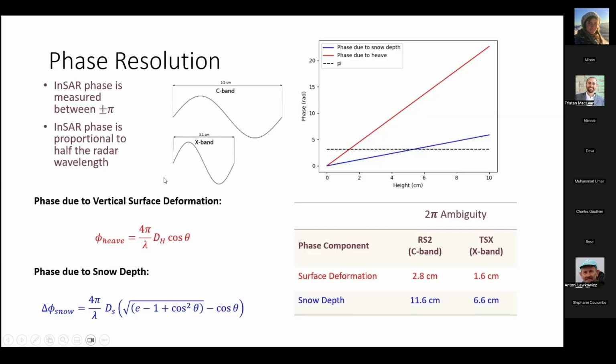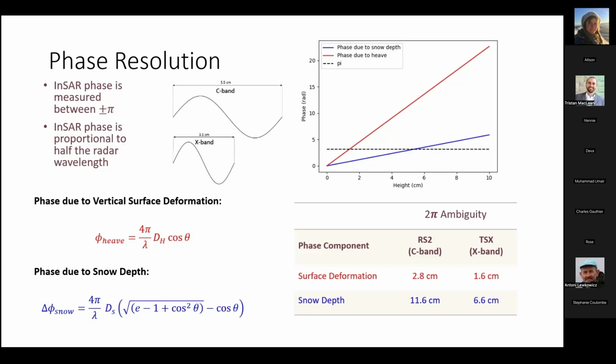So just a quick overview of the mathematics behind this. Phase resolution is limited to the wavelength of the radar. C-band has a wavelength of about 5.5 centimeters, and X-band has a wavelength of about 3.1 centimeters. What this means is that the phase difference is only discernible between plus or minus 1/2 of this wavelength. And so the phase becomes wrapped. Basically you go from minus pi to positive pi, and any deformation greater than that is going to be an integer multiple of pi.